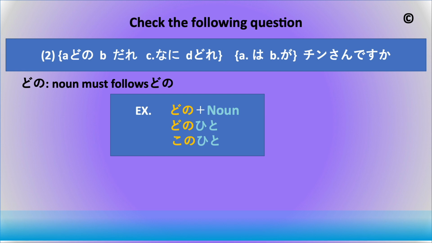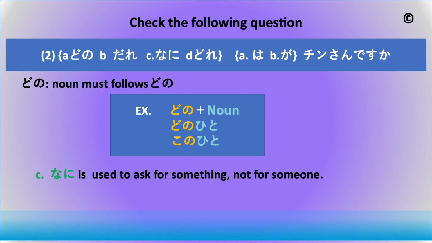Look at the structure of dono. Dono takes a noun. Dono hito. This is a question. When you answer, この人, その人, あの人, like that. Now look at C, 何. 何 is used to ask for something, not for someone. In this case 陳さん is asked, so it means who is 陳さん. So 何 does not fit in this sentence, right?